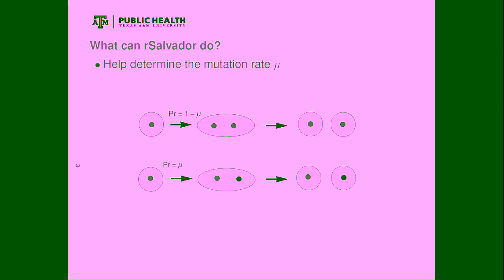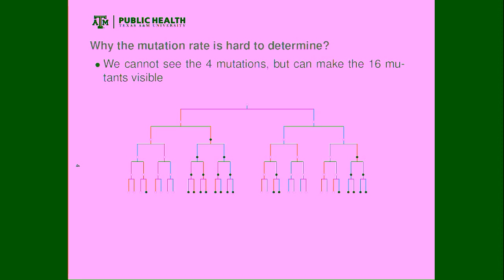So here, let me first clarify what the mutation rate is. You see, when the normal cell divides, it could just split into 2 normal cells, as in the upper diagram, which is fairly often, but very rarely, it could be 1 normal cell plus 1 mutated cell or mutants.